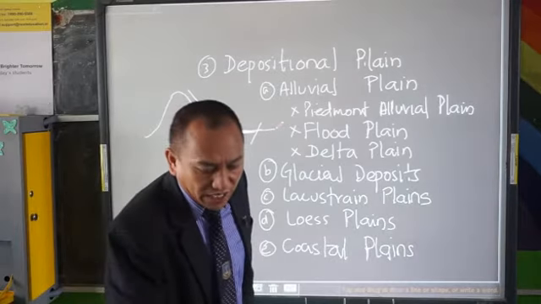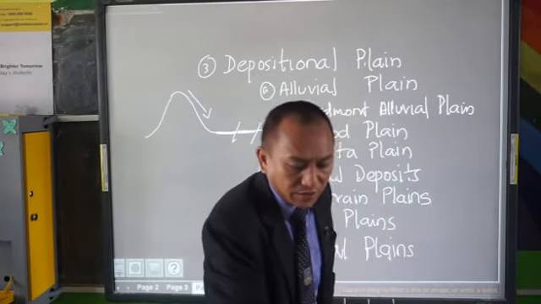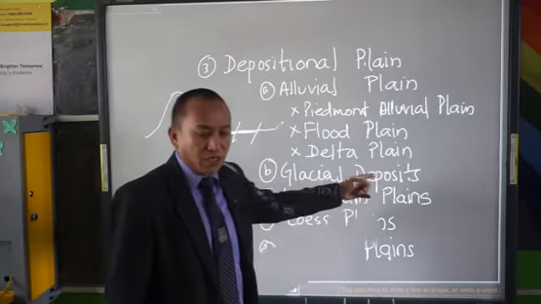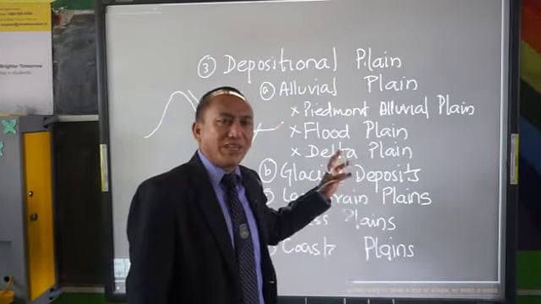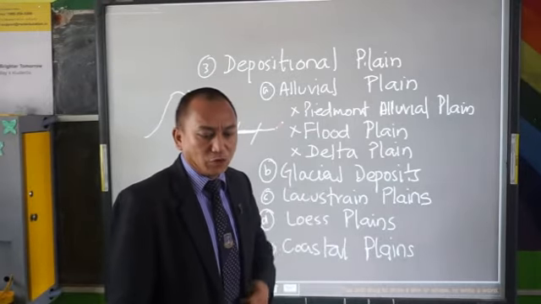Then we go to the next one, that is the glaciated plain. Glaciated plains are formed by glaciated deposits. The deposits which are brought down by the glaciers are called the glaciated deposits.